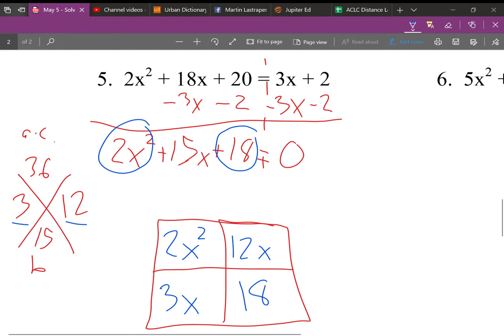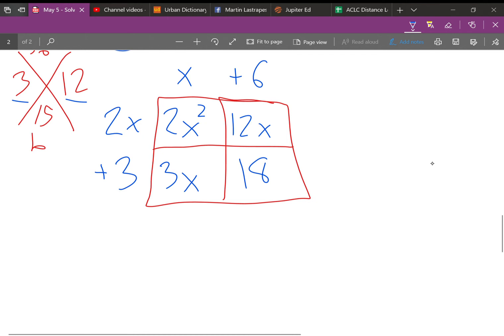To make 2x squared, I need 2x times 1x. I'm not going to want to put the 2x on the top because I know it would be hard to make 3x. So instead I'll put the 2x in front. 2x times x gives me the 2x squared. Now to make the rest of it, 2x times what is 12x? 2x times positive 6. On the bottom here, x times what gives me 3x? x times positive 3. So in my factored form, I ended up with 2x plus 3 times x plus 6 equals 0.